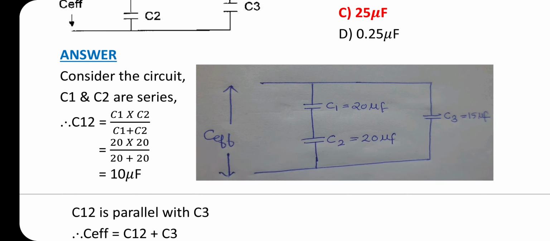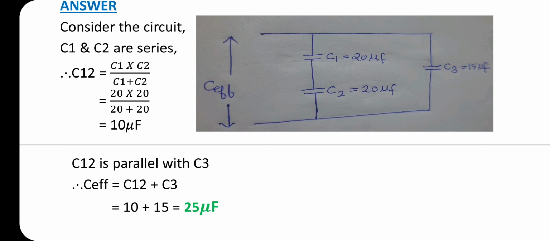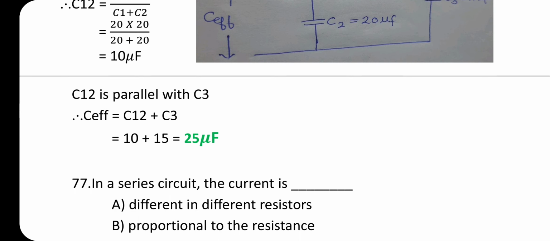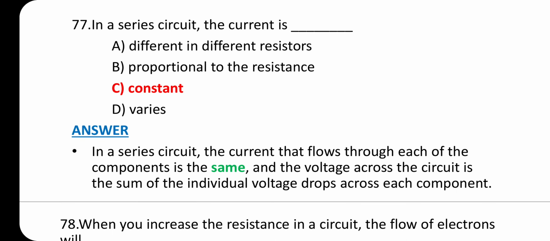Consider the circuit. C1 and C2 are in series. Therefore, C12 equals C1 times C2 divided by C1 plus C2, which is equal to 20 times 20 divided by 20 plus 20. We get C12 as 10 microfarad. C12 is in parallel with C3. Therefore, C effective equals C12 plus C3, which is 10 plus 15, 25 microfarad.